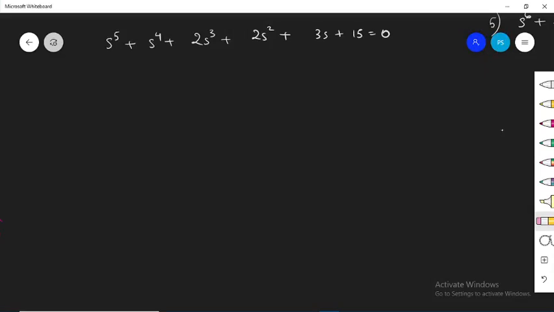Hello students, in the last lecture, I told you about Routh-Hurwitz criteria. Why is it used? It's basically used to find out the stability of control systems. So there I had also shown you few examples.